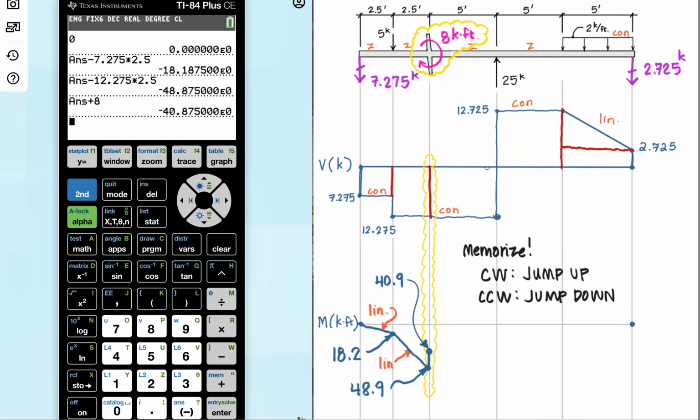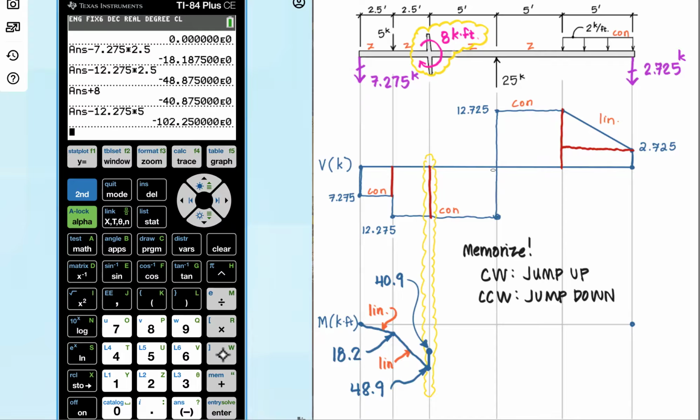All right, and now it's business as usual. So we decrease by that area. So minus 12.275 times 5. Okay, how do we get there? Constant integrates to linear, so we do it with a straight line. Yeah, close enough.